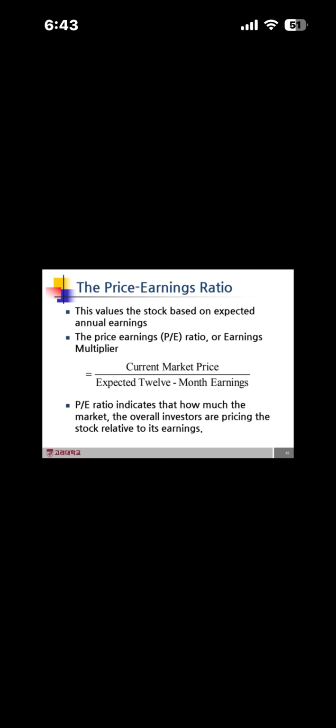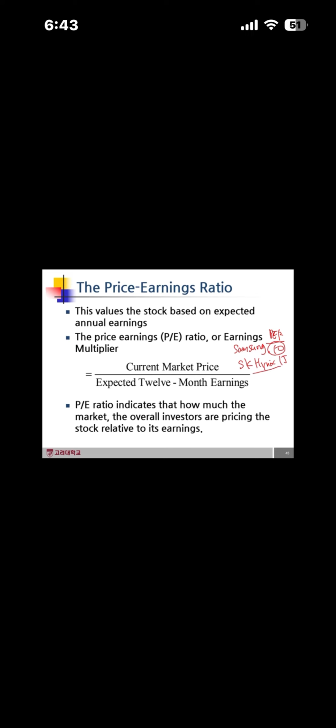Suppose Samsung Electronics has a PER of 10 and SK Hynix is 15. If all other things are equal, Samsung's stock price can be said to be undervalued, because the market is undervaluing the stock relative to SK Hynix earnings.